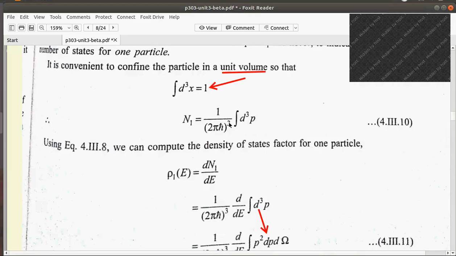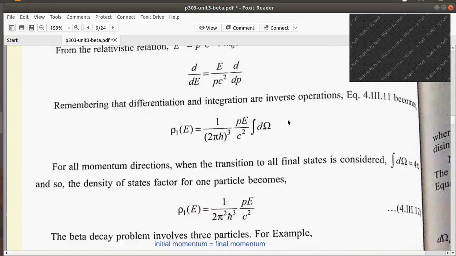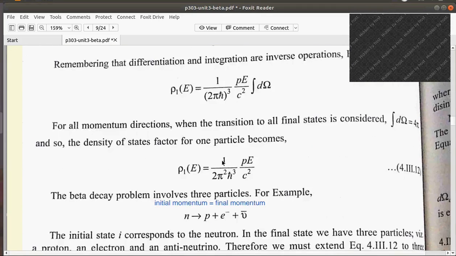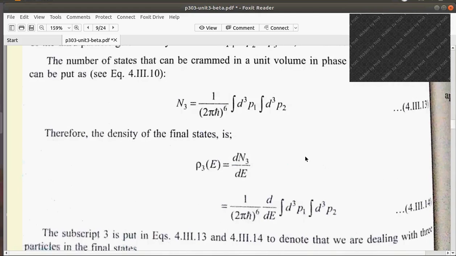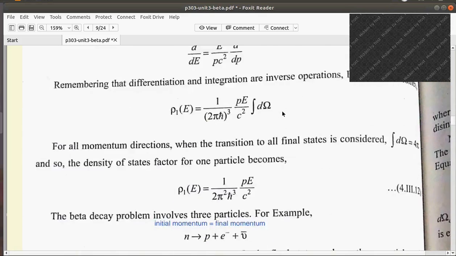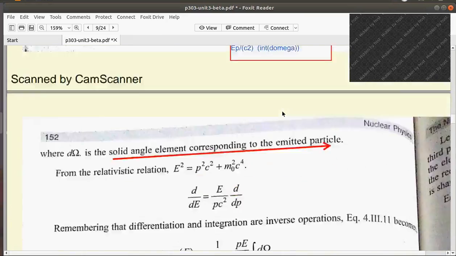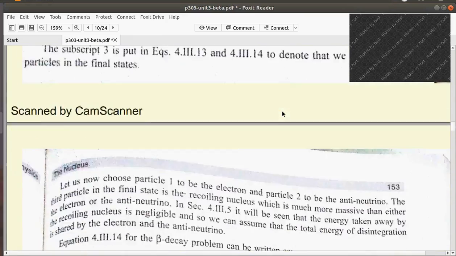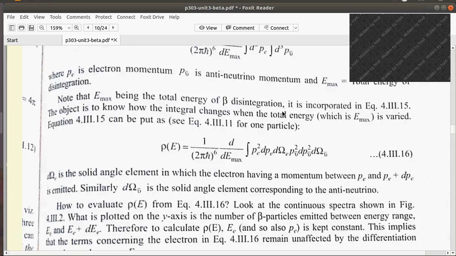But since we have already mentioned that if you know the information of 2, the information of the third is easily available, your expression for n3 will consider only two of them. So what you will get is 1 upon 2 pi h cut cube into 1 upon 2 pi h cut cube into d cube p1 into d cube p2 only. Why? Because the information of the third particle is easily calculated if you have the information of two particles.